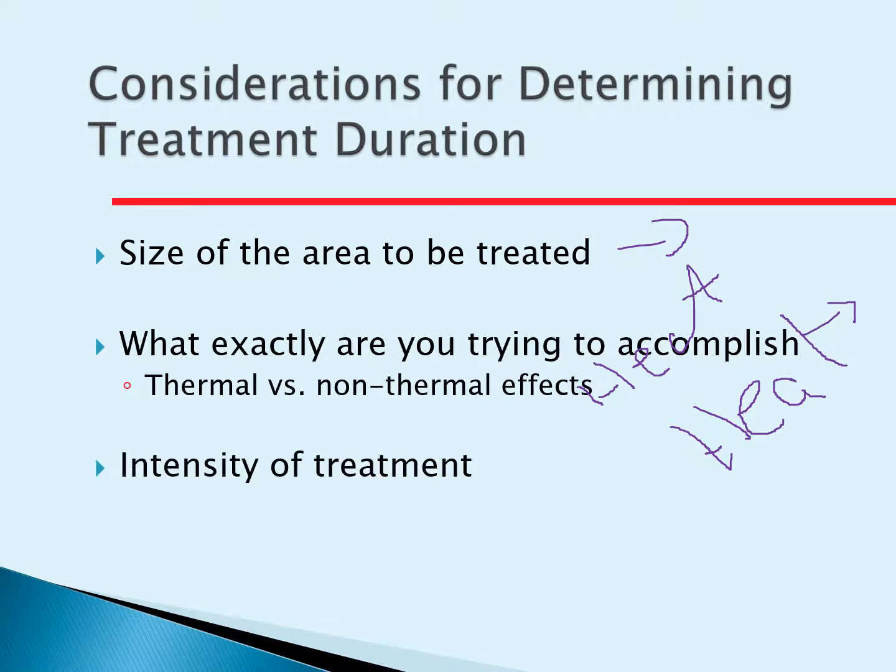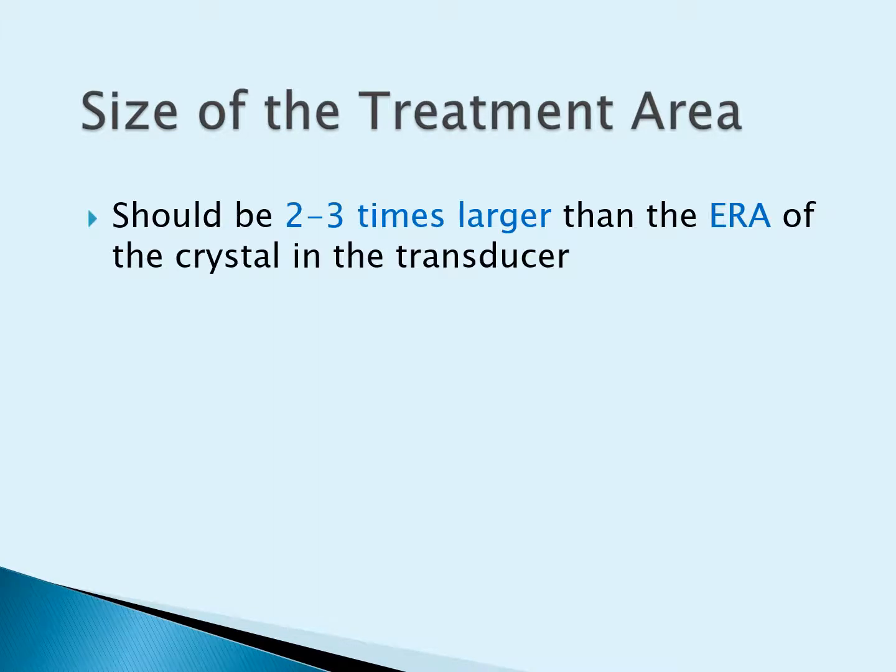How much do we think that patient can tolerate on the intensity level? Again, better to start low and work our way up. Size of the treatment area should be 2 to 3 times larger than the area of the ERA. So again, I'm going to repeat this. This might be important. Treatment area with ultrasound is 2 to 3 times the ERA.